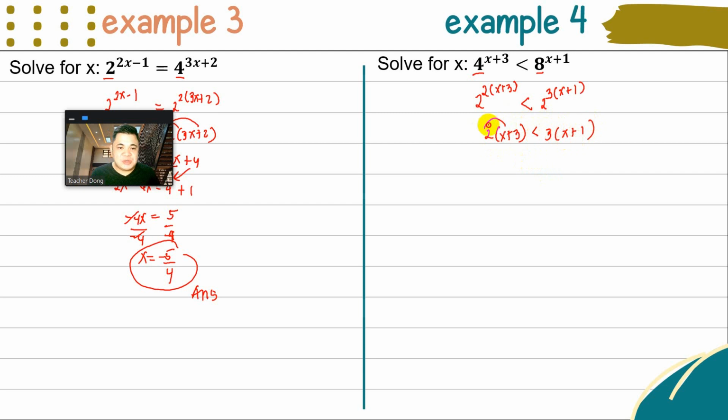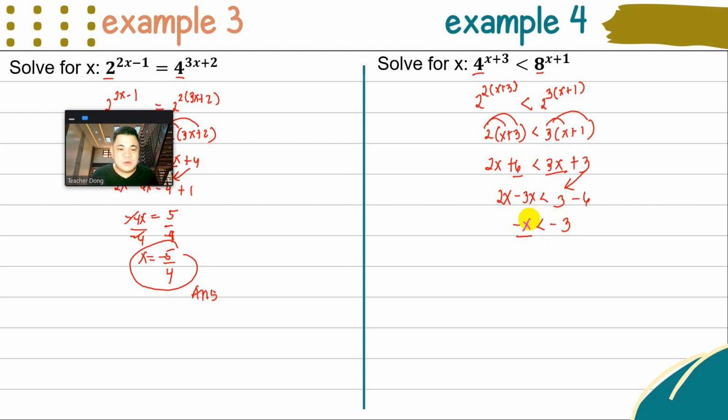And then the next thing is we will distribute, the monomials to the binomials, because we have 2 pairs. Now 2 times x is 2x and 2 times 3 is 6, less than 3 times x is 3x, and then 3 times 1 is simply 3. Then we will be combining similar terms. You bring down 2x, transpose 3x, it will become negative 3x, less than, bring down 3, and then transpose 6, it will become negative 6. Then 2x minus 3x is negative x, less than 3 minus 6, it's negative 3.